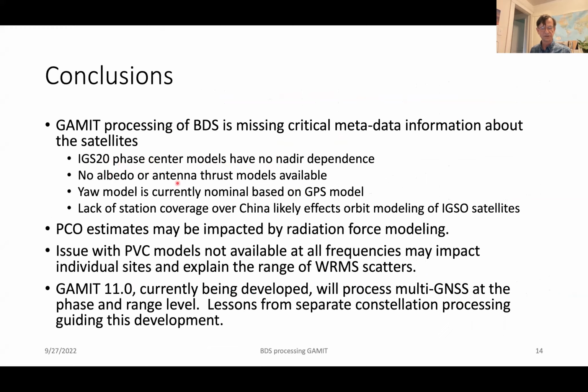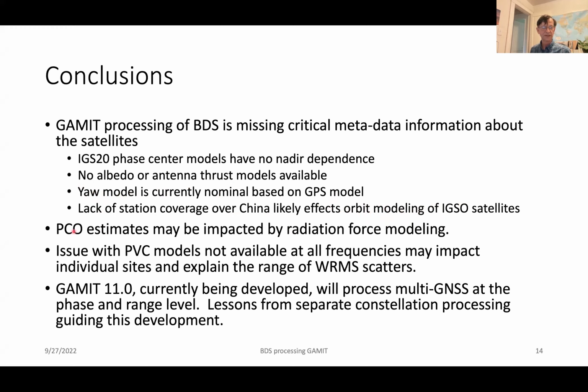There's no albedo or antenna thrust models available. The yaw model is a potential issue here. We're currently using one which is normally based on our GPS model, and I believe a new yaw model has been released for the BDS system, and that we will implement soon. As I pointed out, we do have a lack of coverage over China for stations that are openly available to the public, and as a result, the IGSO satellites' orbit determination is probably suffering because we're missing a fairly large part of their arc with a large number of stations available.